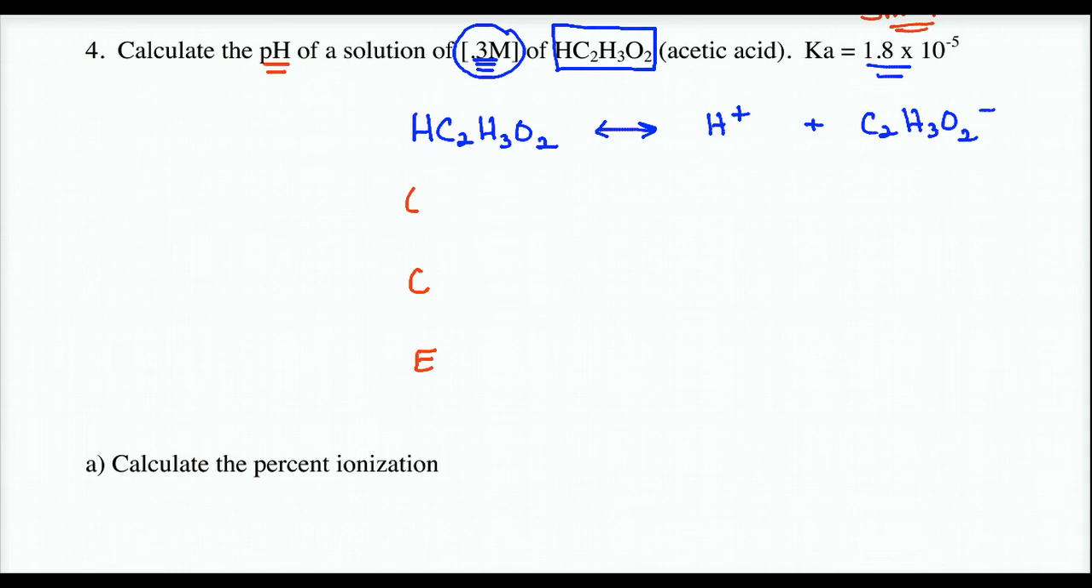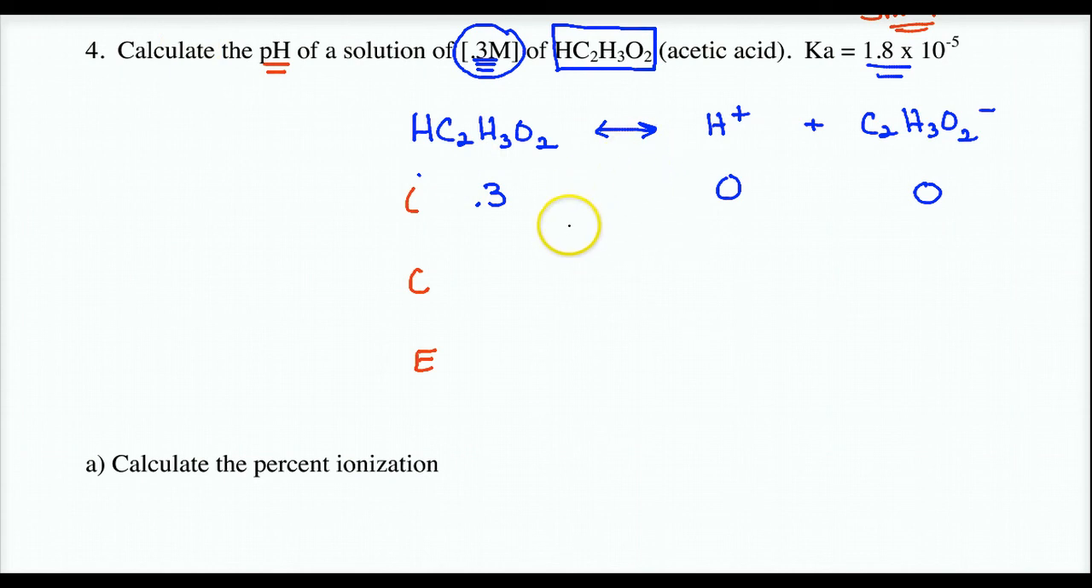So initially, I have 0.3 molar concentration of my acid. I have 0 of this and 0 of this. Why? Because we're assuming initially, before it dissociates and reaches equilibrium, we have 100% of this undissociated acid. Now, what's the change? Well, as it reaches equilibrium, it's going to go forward a little bit. We know the Ka is small, which means it's not going to go forward that much, but we know it's going to go forward somewhat.